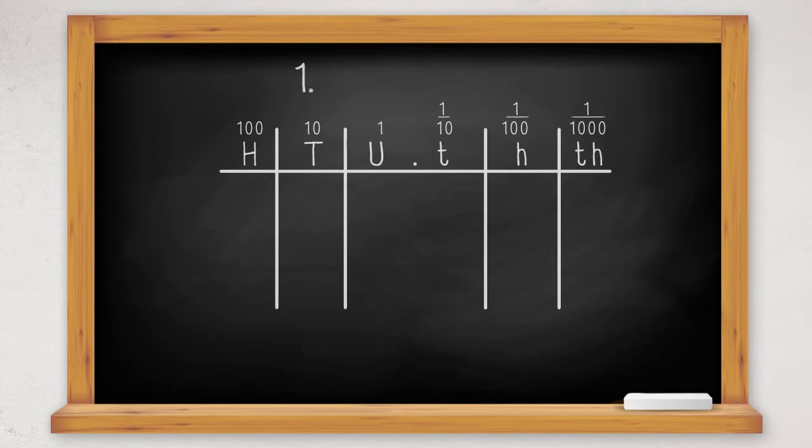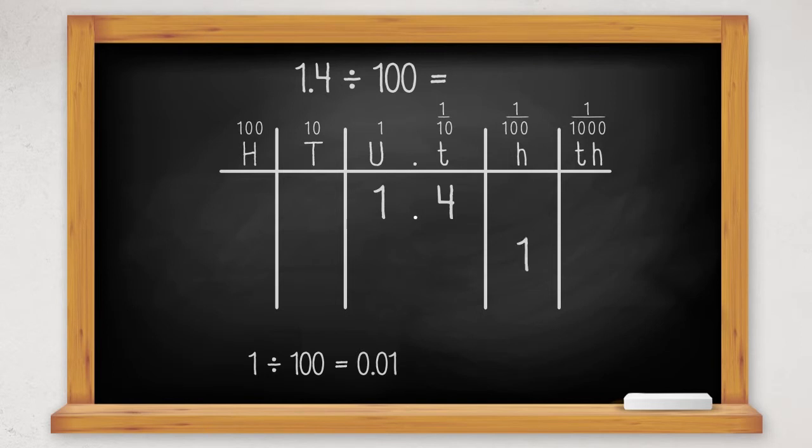We want to divide 1.4 by 100. Write the number in the place value table. We have 1 unit and 4 tenths. If we divide 1 by 100, we get 1/100th, so we will write a 1 in the hundredths column. If we divide 4 tenths by 100, we get 4 thousandths, so we write a 4 in the thousandths column.